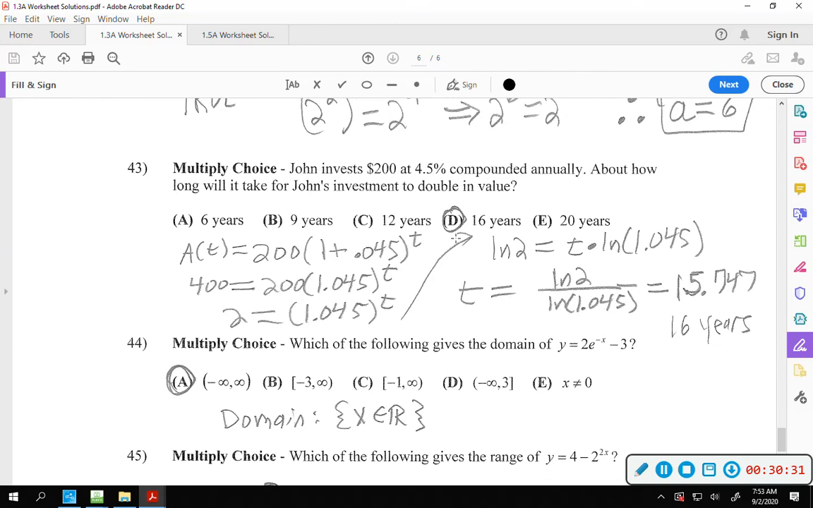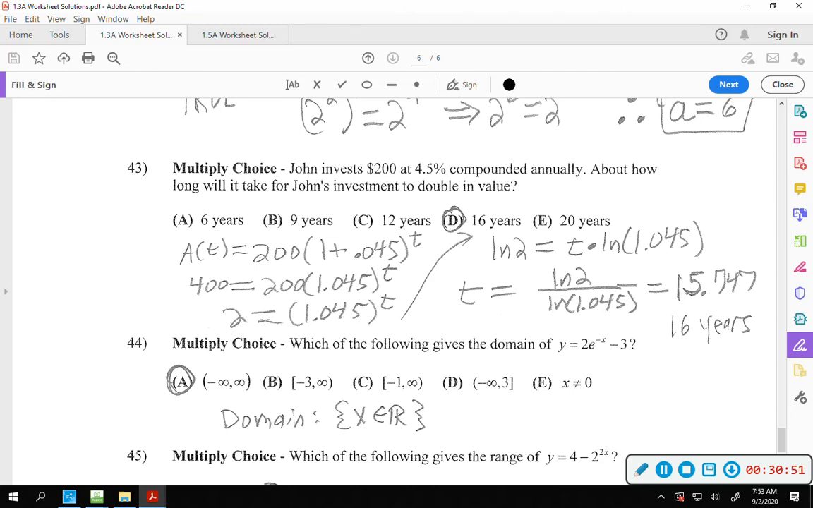43. John invests $200 at 4.5% compounded annually. About how long will it take his investment to double? Here it is, 1 plus the rate raised to the t, start with 200. I really wouldn't even have to write this in. I know it's doubling. P, 2P would have been fine. When I divide, I'm going to get 2.